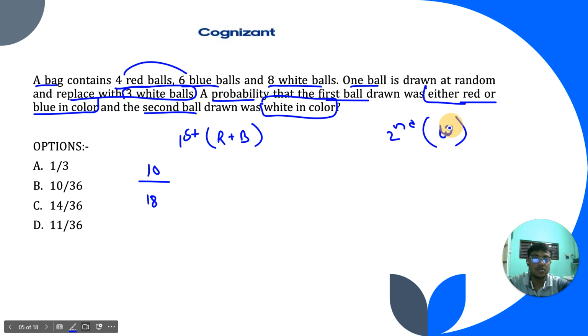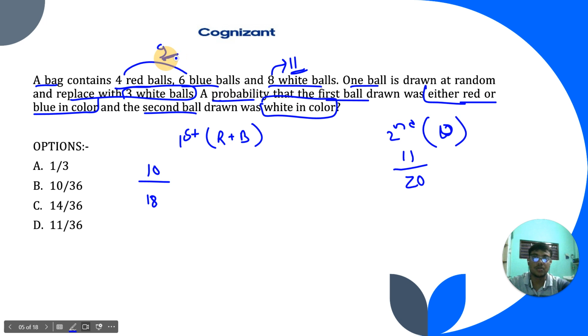For the second draw, we need to find the probability of getting a white. So you see, after one draw, three white balls would be added. So the total number of white balls would become 11 in that case. And also, the total number of red and blue balls were 10. From that, either of the balls would be taken out. So the remaining number of balls would now become 9. I hope I was able to make you understand up to this. So in that case, the number of favorable outcomes for us become 11 and that of total outcomes become 20.